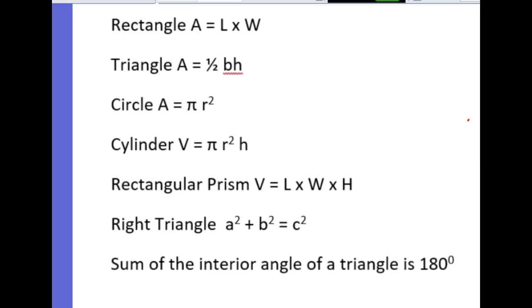Now, the first example we're going to look at is not on your packet, and so I want you to just add this problem at the bottom of the page there. It's going to go along with this last rule. The sum of the interior angles of a triangle is 180. So, if you had a triangle, what are the interior angles? Those are the interior angles that add up to 180.